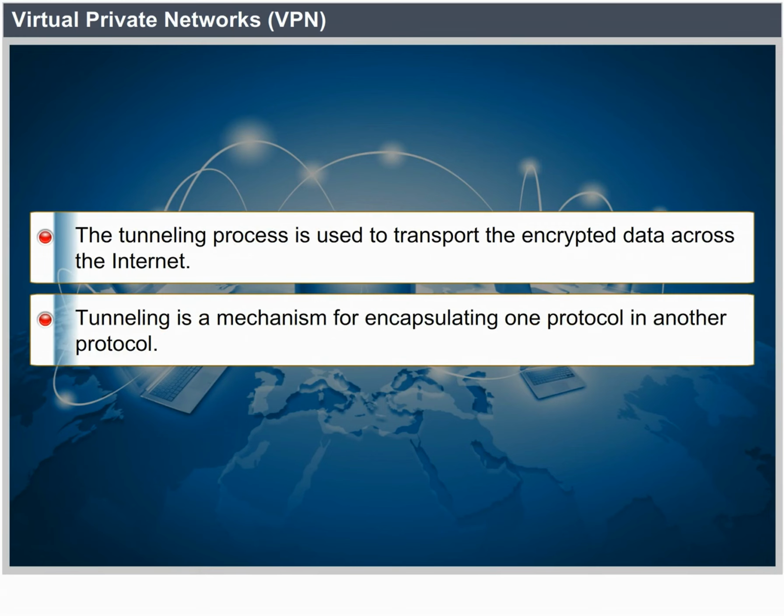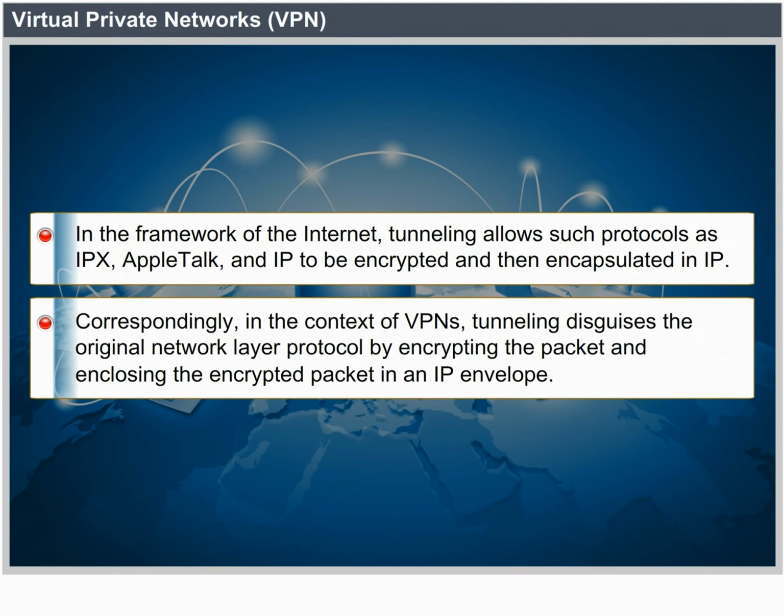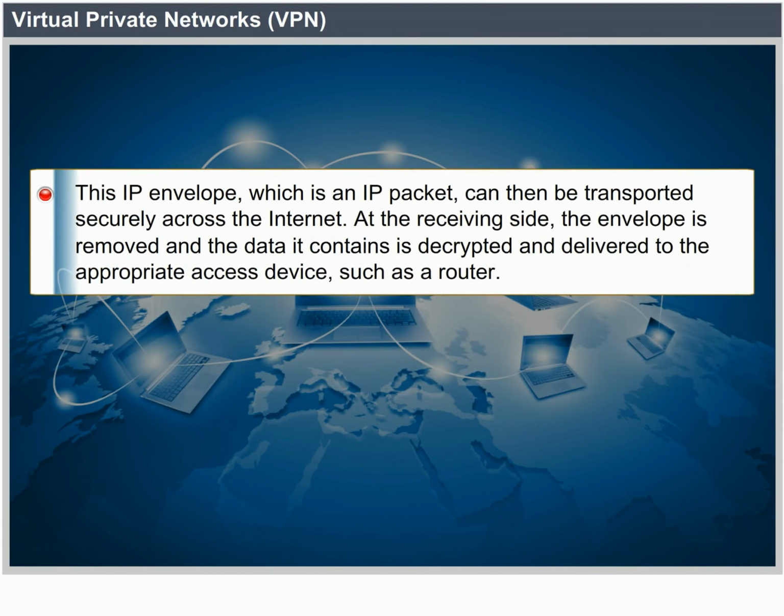In the context of the Internet, tunneling allows such protocols as IPX, AppleTalk, and IP to be encrypted and then encapsulated in IP. Similarly, in the context of VPNs, tunneling disguises the original network layer protocol by encrypting the packet and enclosing the encrypted packet in an IP envelope. This IP envelope, which is an IP packet, can then be transported securely across the Internet. At the receiving side, the envelope is removed and the data it contains is decrypted and delivered to the appropriate access device, such as a router.